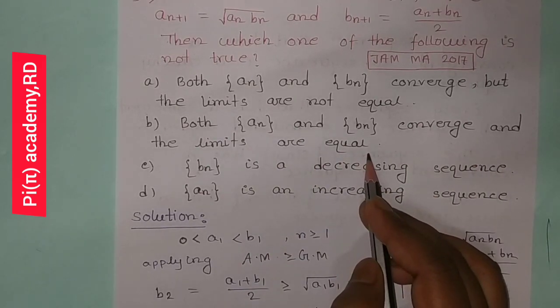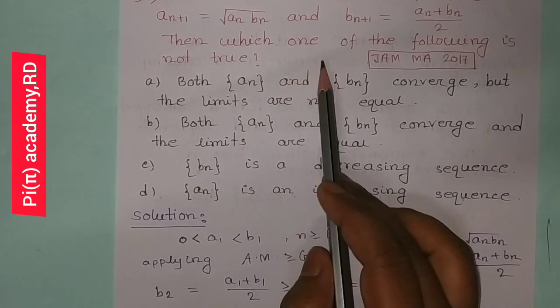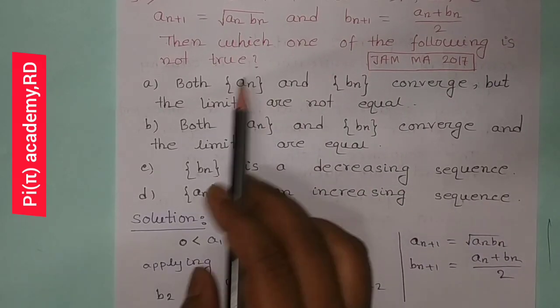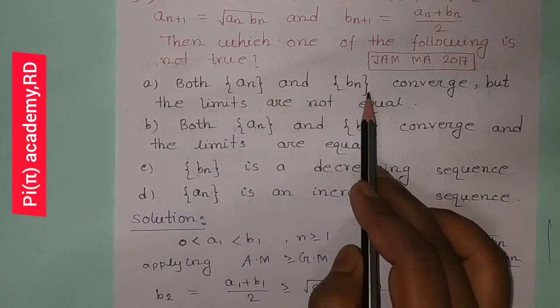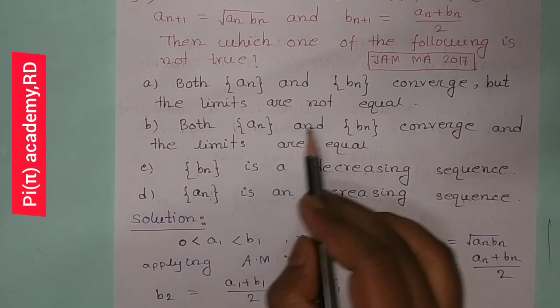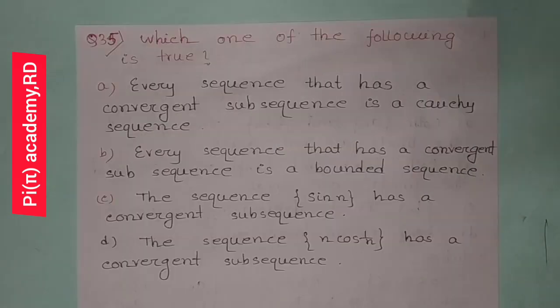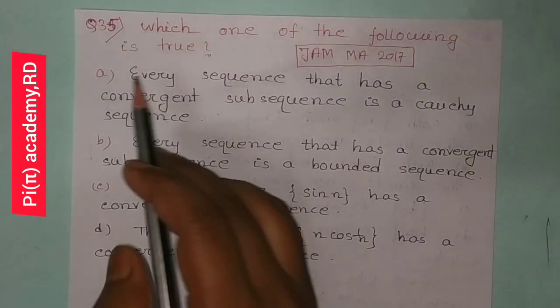is also true, but we have to find which of the following is not true. Hence option A, that a n and b n converge but the limits are not equal, is the one that is not true. JAM MA 2017.